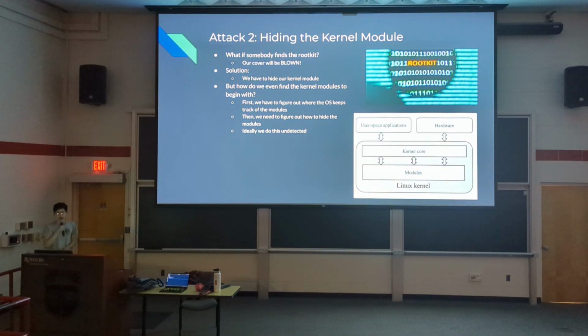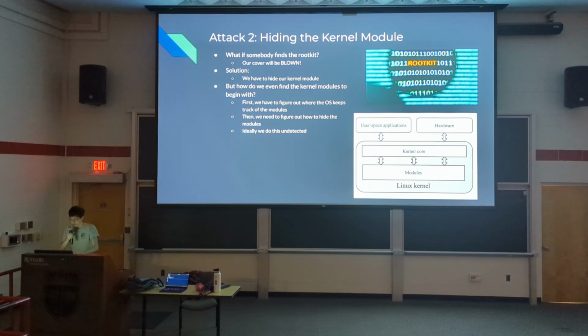So it's very important to have a rootkit hidden, because if someone actually realizes this or comes across this, our cover is going to be blown. And the way we solve that is by hiding the kernel module. The way we do that is we're first going to figure out where the OS keeps track of these modules, and then we're going to hide that particular module from that list.